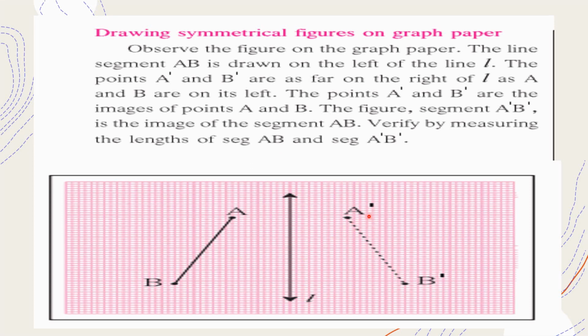So the points A dash and B dash are as far on the right side of L as A and B are on its left. So the points A dash and B dash are the images of points A and B. So the segment A dash B dash is the image of the segment AB. Verify the measuring length of segment AB and segment A dash B dash.